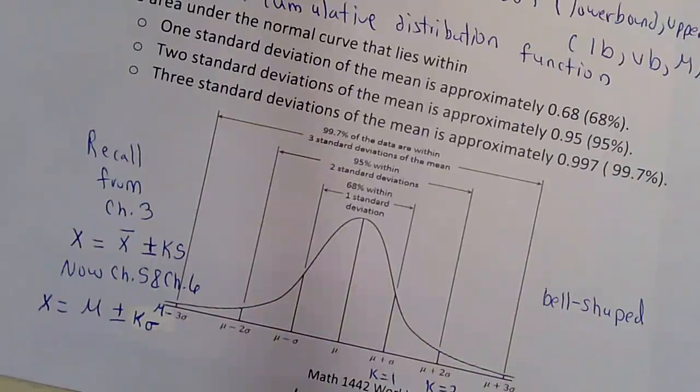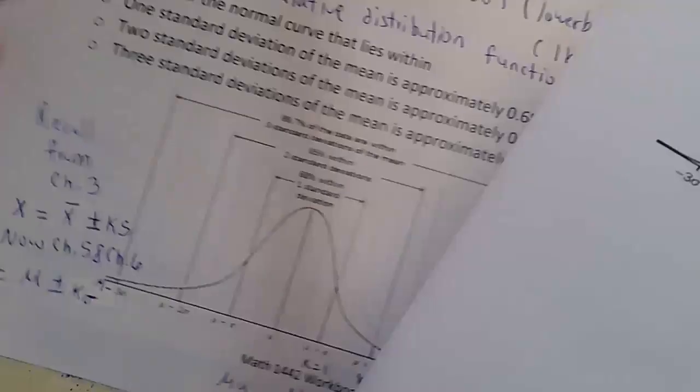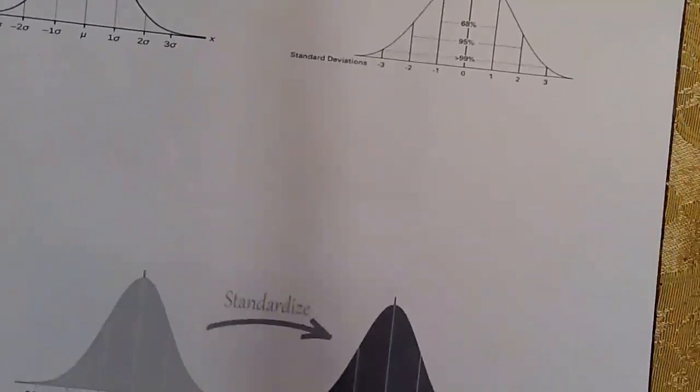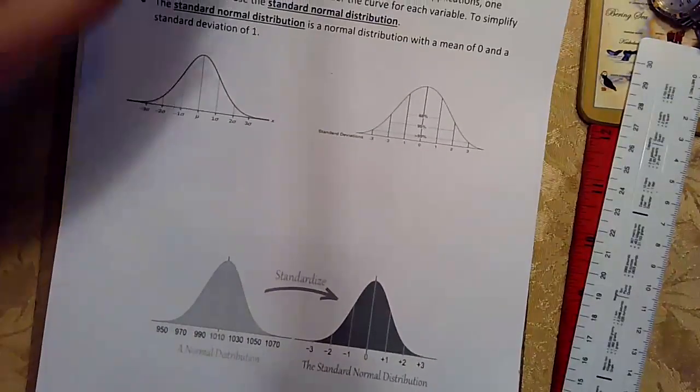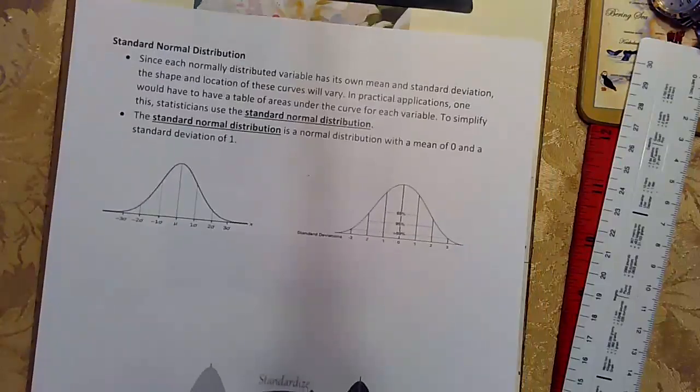Okay, the next page. Standard normal distribution. Since each normally distributed variable has its own mean and standard deviation, the shape and the location of these curves will vary. So in practical applications, one would have to have a table of areas under the curve for each value. To simplify this, statisticians use the standard normal distribution.